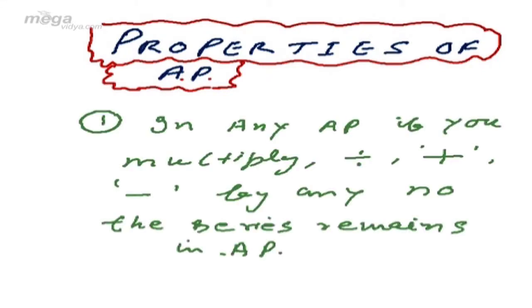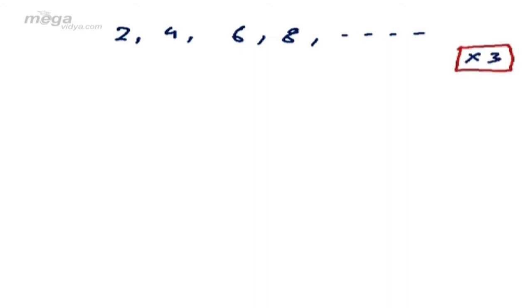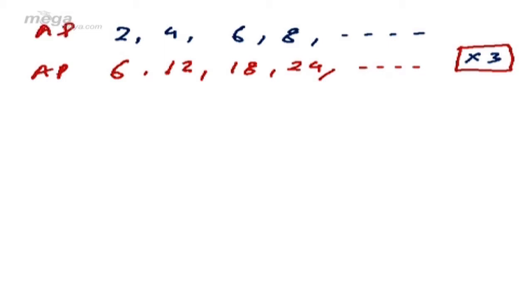Properties of AP. The first property is: in any AP, if you multiply, divide, add, or subtract by any number, the series remains in AP. For example, suppose the sequence is 2, 4, 6, 8 and so on. If you multiply by 3, this sequence becomes 6, 12, 18, 24 and so on, which remains in AP. This is an AP and this one is also an AP.